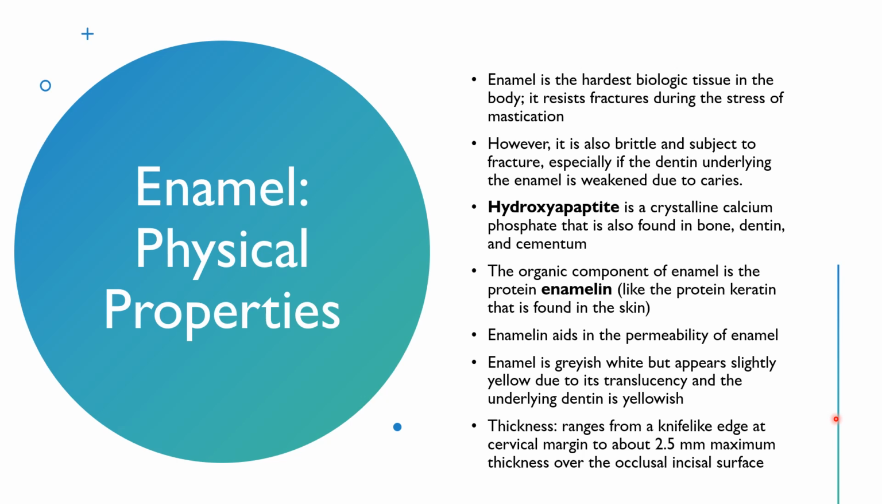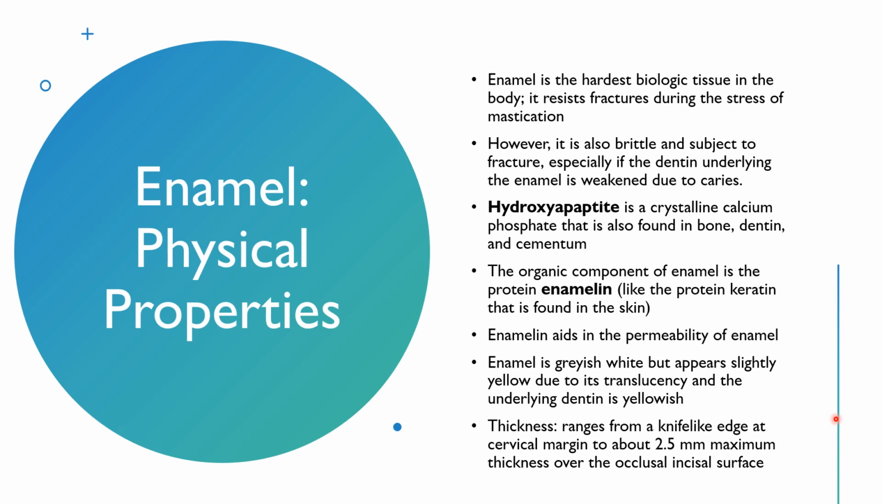Enamel is originally a grayish white color, but it appears slightly yellowish because it's translucent and the dentin underneath has a yellow color. Okay, so that is why some people, depending on how pigmented their underlying dentin is, and depending on how transparent their enamel has formed, might have more of a yellowish shade to their teeth. Okay, so this is what happens when people maybe want their teeth whitened.